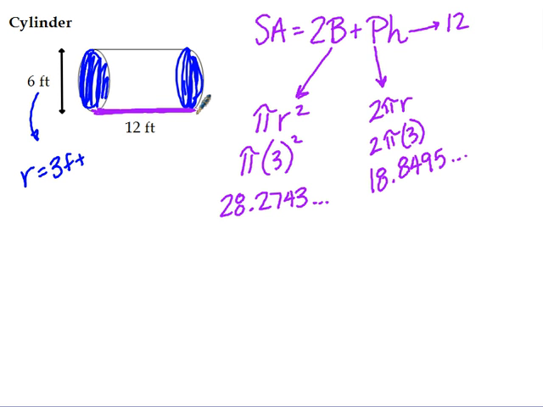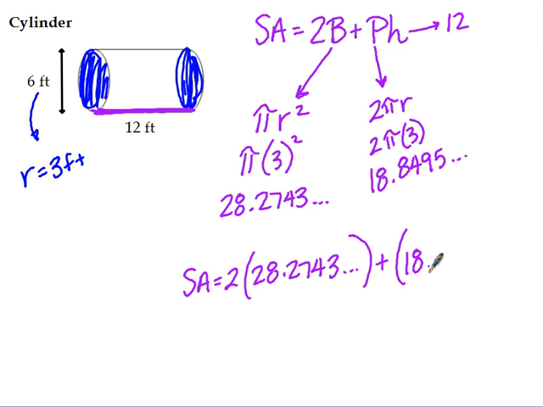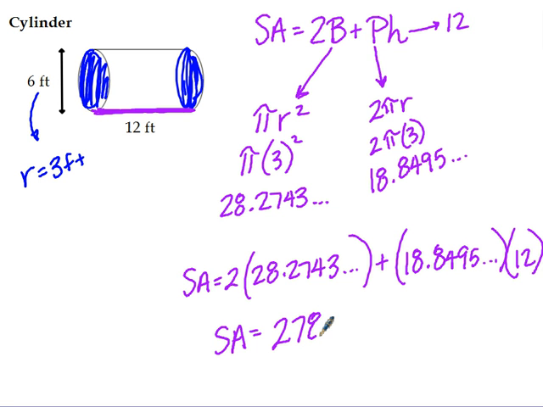So now I can plug this all into my calculator. 2 times 28.2743, and don't round that. Keep those 4 decimal places in there so we can be as close as possible to the right answer. Plus 18.8495 times 12. And when you plug all that in, round it to 1 decimal place, it's going to be 278.5, and then it's feet squared.